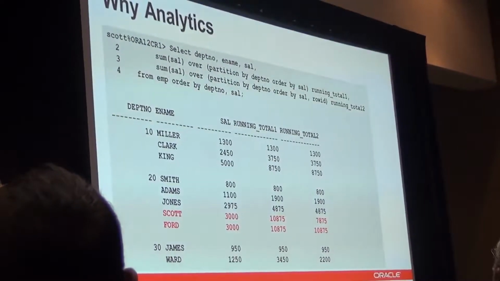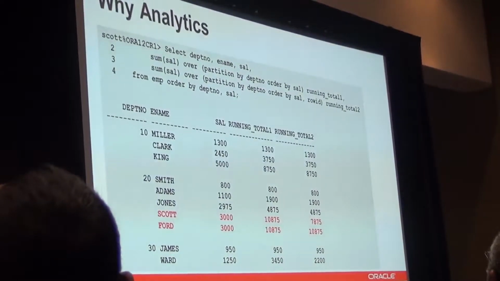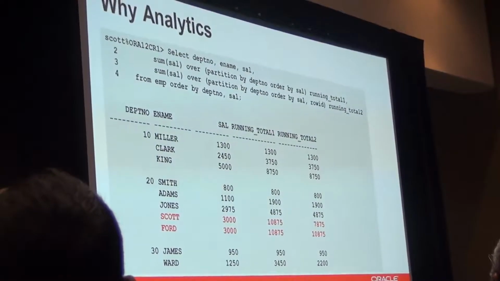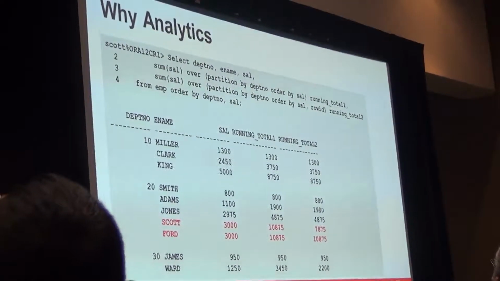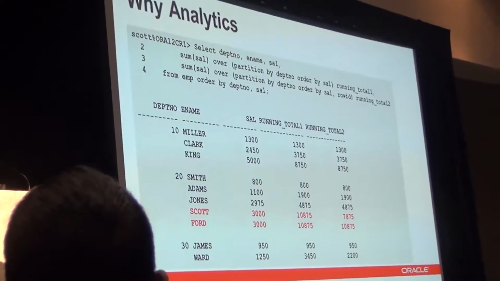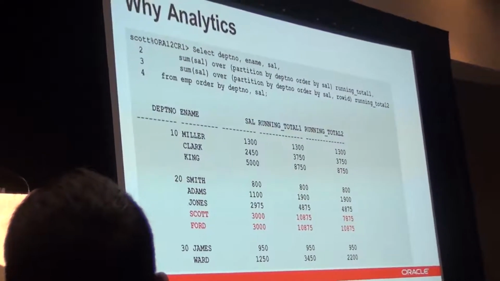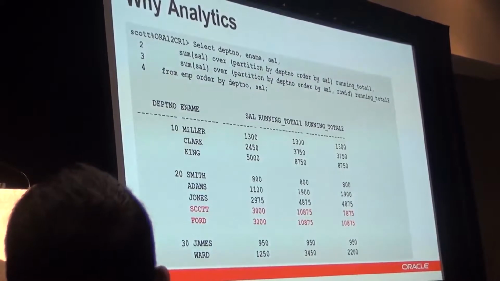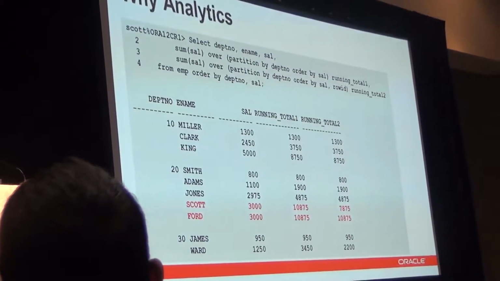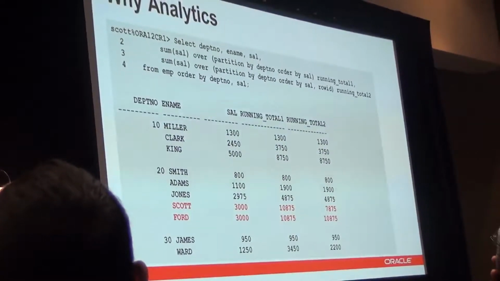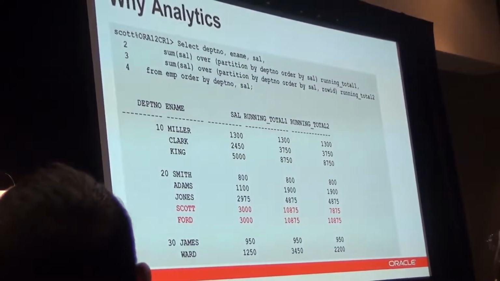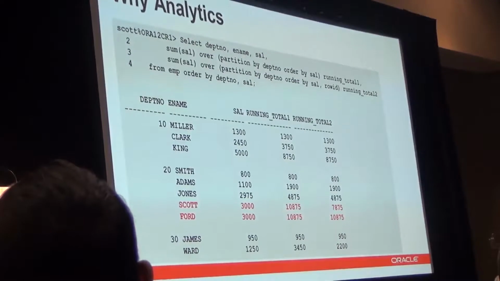I have two running totals here, though. One that's ordered by salary, and one that's ordered by salary, row ID. This is just pointing out a nuance of these analytic windowing functions. If you order by something non-deterministic, salary is not orderable deterministically because you might have more than one row with the same salary. The analytic functions no longer know which one comes first or which one comes second.